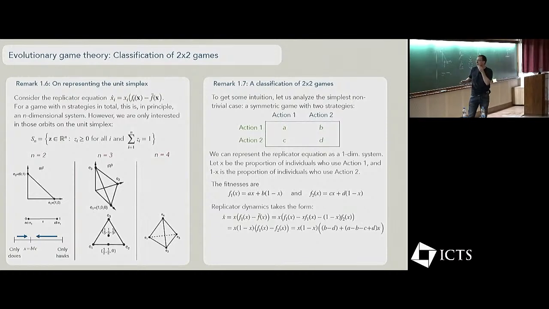And what is clear is that X equals 0 is always a fixed point. So if no one is playing strategy 1, then it will stay like that. Also, X equals 1 is always a fixed point. The question is, what happens in between? And what happens in between depends now on this linear function.